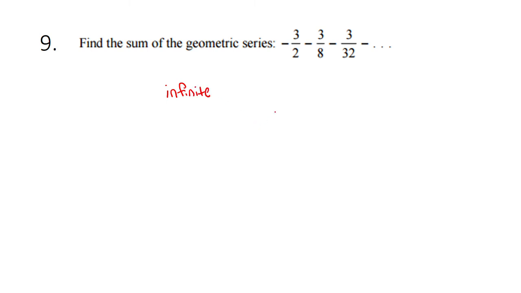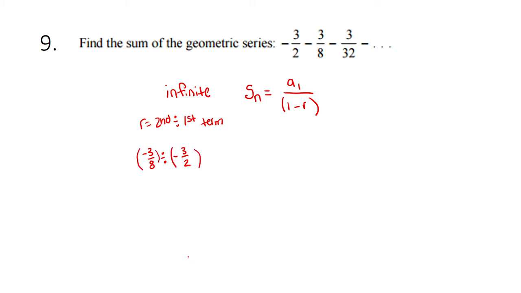Since it's infinite, we have a different equation to use. Our equation to use here is A1, which stands for our first term, divided by 1 minus r. So again, for geometric, we have to find r first, which is our second term divided by our first term. So we have negative 3/8 divided by negative 3 over 2. If you type this in your calculator, just make sure whenever you're doing fractions, you put it in parentheses. I'll give you a second to type this in your calculator, or I'll show you how to do this by hand.